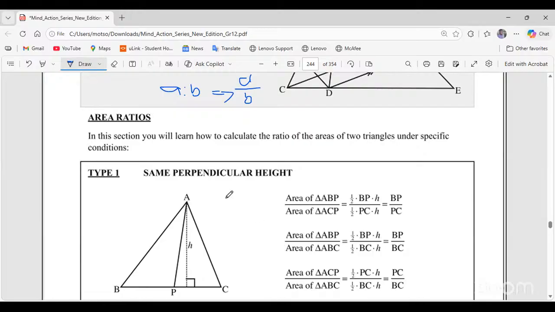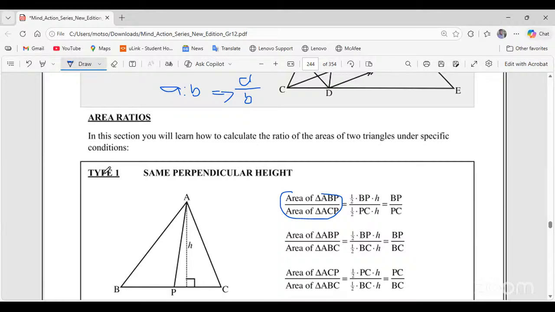Fine. Now, let's come to this area ratio. An area ratio is a ratio where you will be given a fraction, and the numerator is the area of a certain triangle, and the denominator is the area of a certain triangle. So that is the ratio of the areas, the area ratios. Here they are saying that in this section, you will learn how to calculate the ratio of the areas of two triangles under a specific condition.